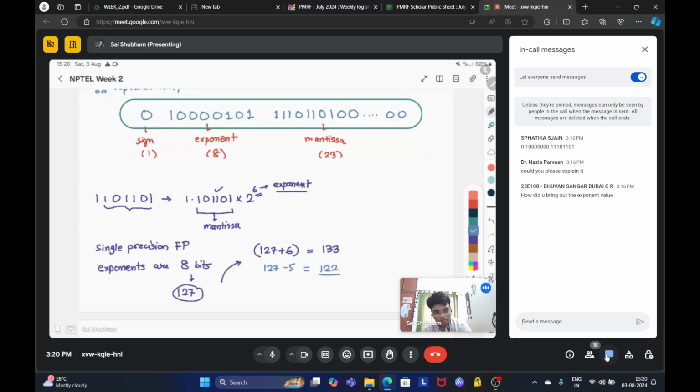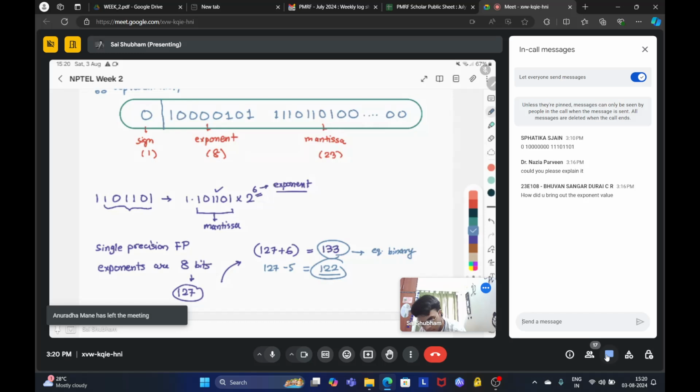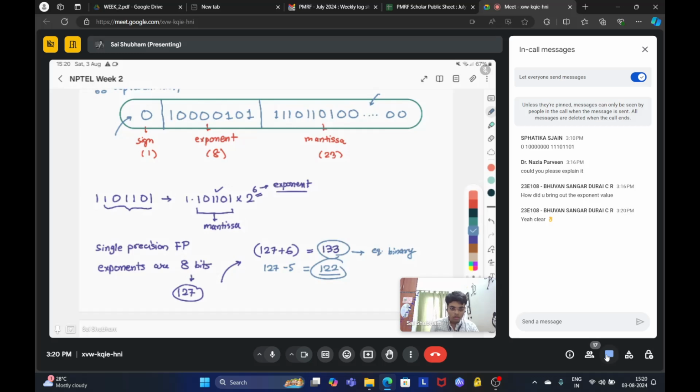So once you have this exponent, you will convert it into equivalent binary representation and plug in the exponent part, which is this part. Then you have the mantissa, which you will put after the exponent, and then finally there is the sign. So is this clear to everyone? Yeah, somewhat. Okay, if it is clear, I will proceed to the next question.